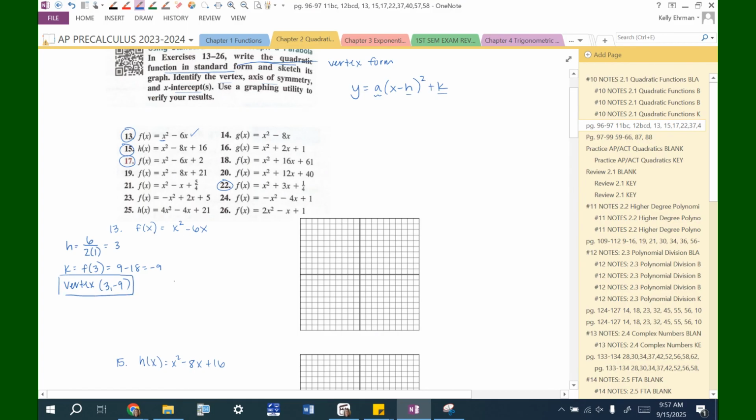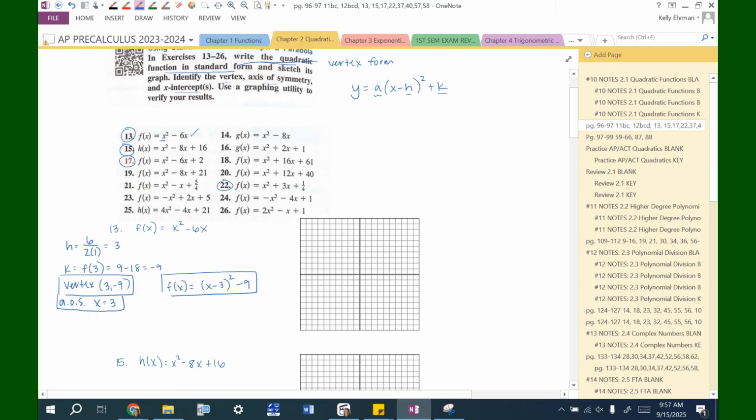The standard form or vertex form of the equation should be f of x equals, there's a 1 in front of the x squared, so I don't have to put anything in front of these parentheses, x minus h squared plus k. So this is the equation. The axis of symmetry is x equals 3, goes through the vertex.